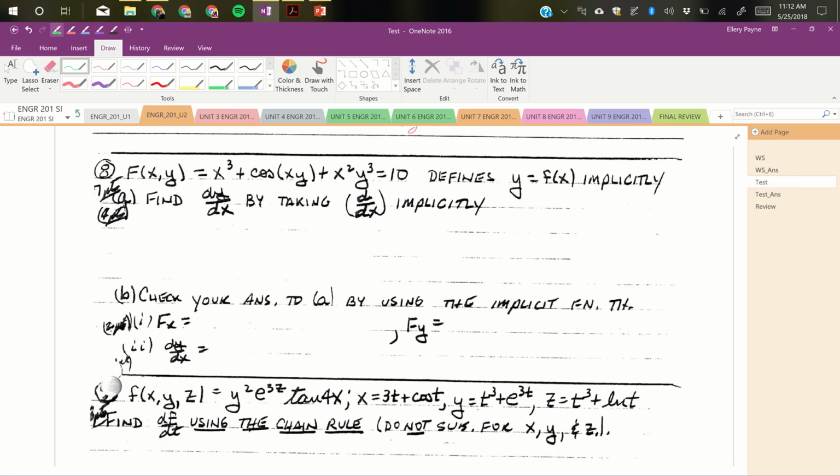Next one, let's switch up the colors, go with green. So now we have a function of x and y that equals x cubed plus cosine xy plus x squared y cubed and equals 10. And y is defined as a function of x. So it's now asking us to find dy dx by taking d dx implicitly. So that pretty much just means that we have to take the derivative of the whole thing with respect to x. So that implies d dx of x cubed plus cosine xy plus x squared y cubed.